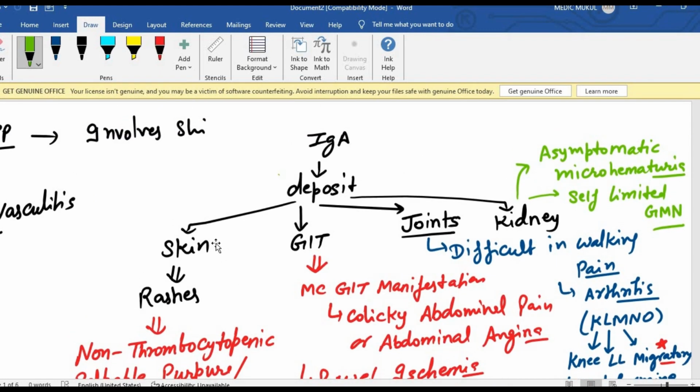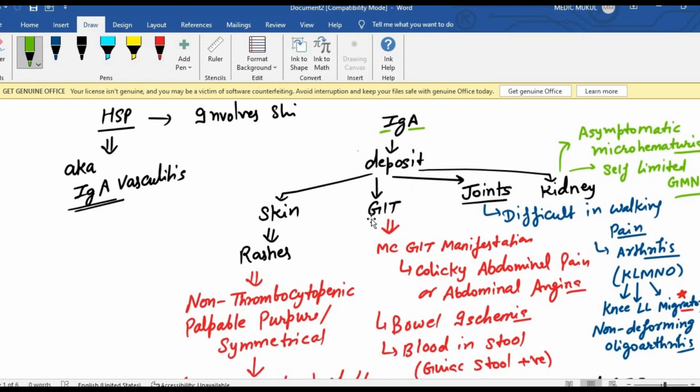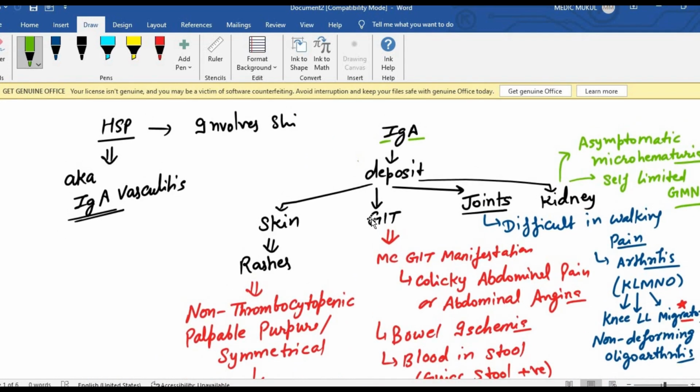So I'm repeating it again. HSP is also known as IgA immune complex deposition. Where does IgA come from? If any streptococcal infection is there, the IgA antibody will increase, and this IgA will be deposited in the skin, the GIT, the joints or the kidney. When it is deposited in the skin, it forms rashes, and these rashes are purpura, that is palpable and symmetrical.